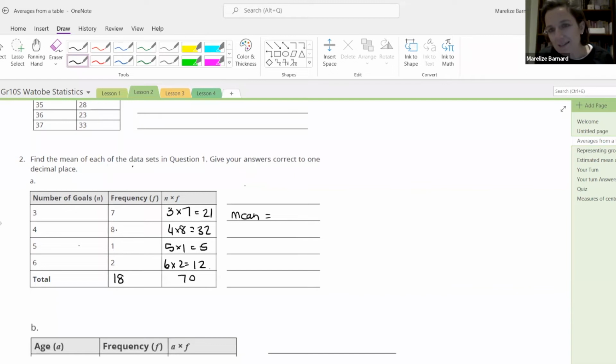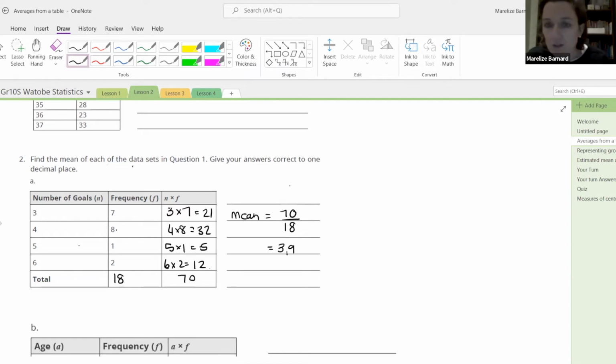Anyone got any ideas? Put it in the chat if you know. 3.9, Sandy says. How do we get that? We're going to take the total number of goals divided by 18, divided by the frequency. And we must round to 1 decimal place, and that is 3.9.